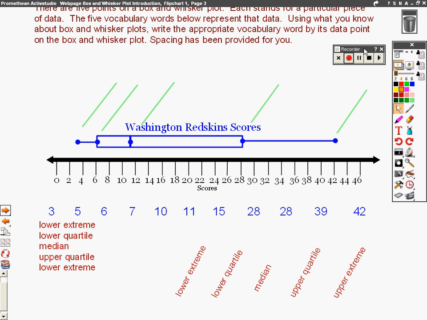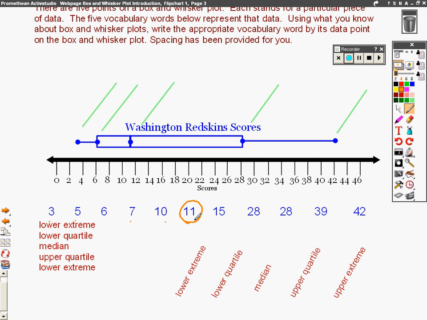Alright, let's see how you did. Well, I'm going to start with those terms that I feel most familiar with. If this is all the data, we have 3, 5, 6, 7, 10, 11, 15, 28, 28, 39, 42. I know the very middle number will be, let's see, 1, 2, 3, 4, 5, 6, 7, 8, 9, 10, 11 numbers. So it's going to be the 6th number. So let's see, 1, 2, 3, 4, 5, 6.